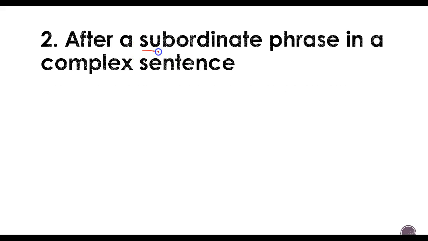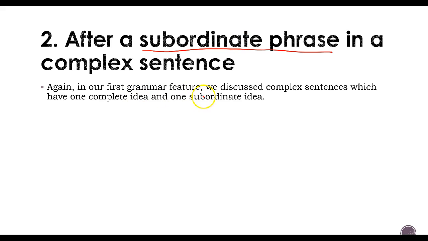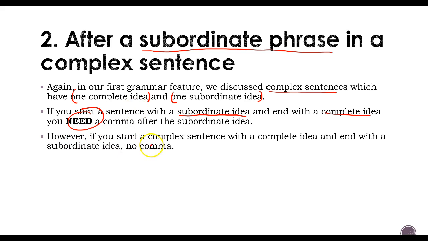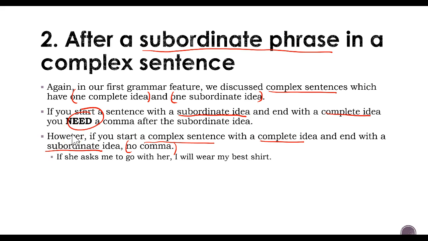So in our first unit, we discussed this one again. A complex sentence, you might remember, has one complete idea and one subordinate idea. If you start a sentence with a subordinate idea and then end with a complete idea, you need a comma after the subordinate idea. However, if you start a complex sentence with a complete idea and end with a subordinate idea, then you don't use a comma. Let's take a quick look at an example.